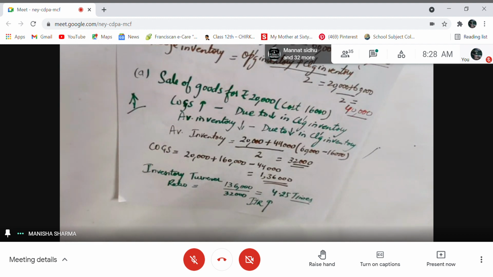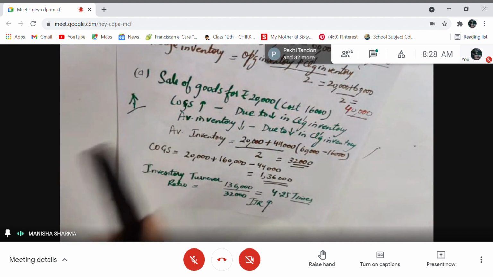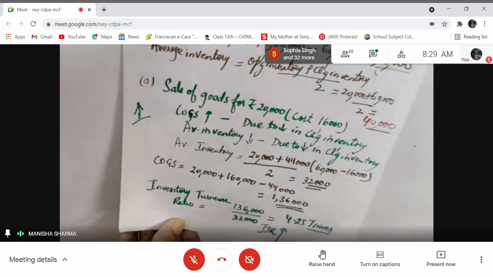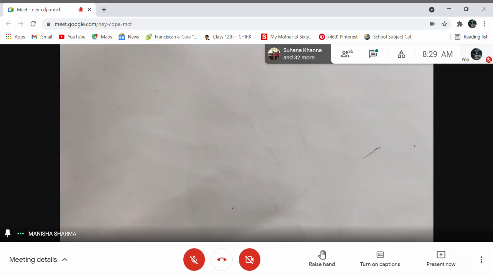Just see, earlier value was 3 times. Now the answer is 4.25 times. It means inventory turnover ratio has increased. The reason I've already explained: due to sale of goods, COGS will increase. Why will COGS increase? Due to decrease in closing stock. Average inventory will decrease. Why will average inventory decrease? We've just seen that average inventory decreases due to decrease in closing stock. Let's take up the next case.